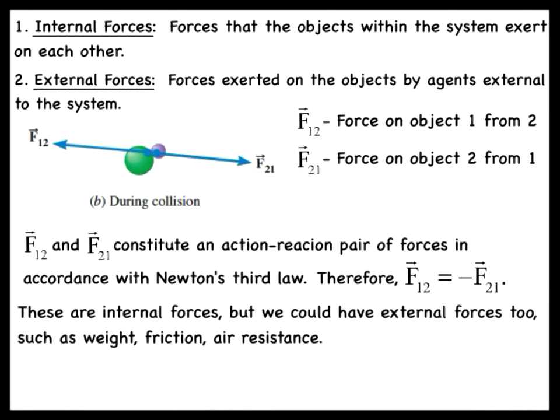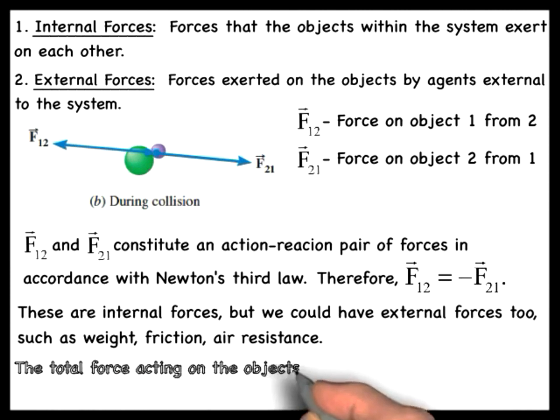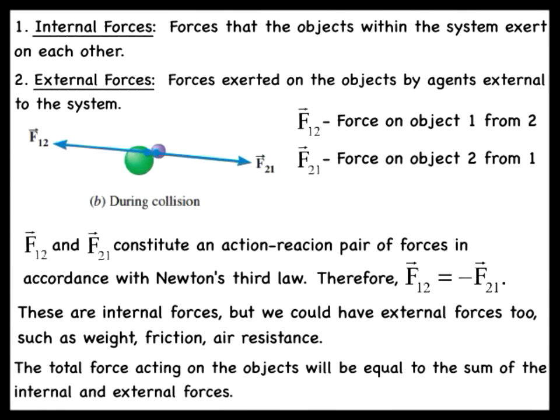There could, in principle, be external forces too that act on the objects. Weight due to gravity, friction, and air resistance, for example, would be external forces. The total force on each object would then be the sum of the internal and external forces.